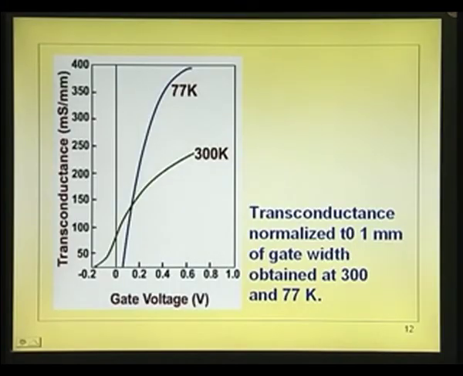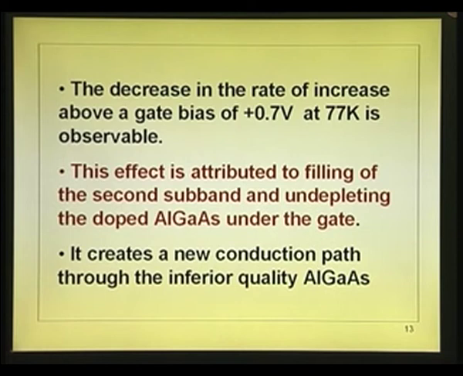Okay. What we are telling is, go to higher concentrations, the second subband gets filled up. When you go to higher voltages, near 0.7 volts gate voltage, the second subband gets filled up, and there the mobility is lower. Number 2, if you go on increasing the bias in the forward direction, what will happen? This statement, undepleting the doped AlGaAs under gate may happen. Okay. I will have to point out that to you.